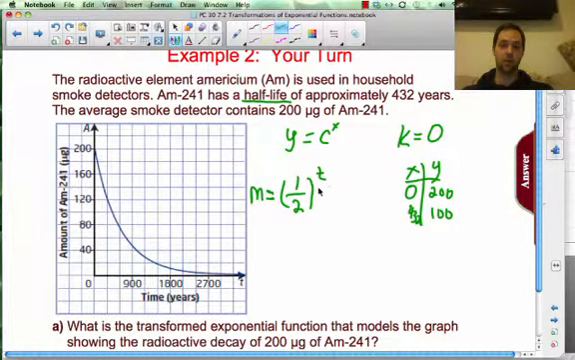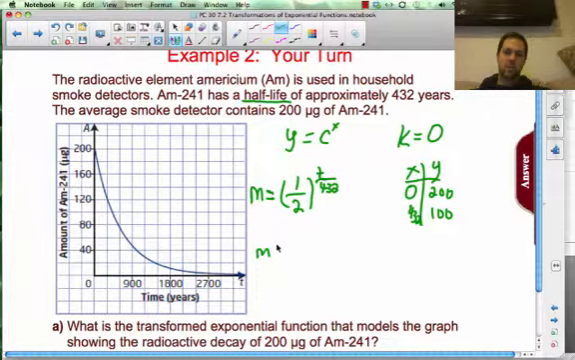But since the half-life is 432 years, it does not decay that quickly, and we divide our time in years by 432 in order to show that it will reach half of its original mass after a time of 432 years has gone by. Now, we said that k is 0, so there won't be a shift here, and our b ends up being 1/432.